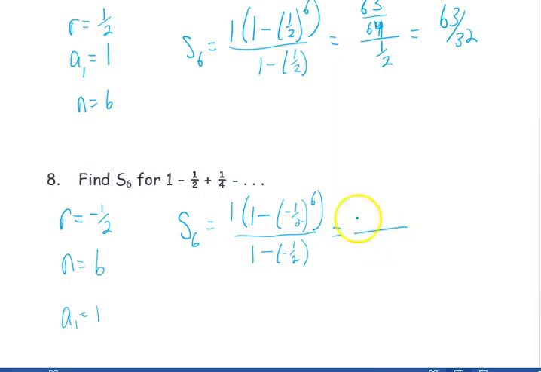So on the top, 1 times anything is that thing. So I just calculate this with my calculator, and I get 63 over 64. And then 1 ends up being plus a half. I'm going to write it as an improper fraction, 3 halves. And then I'm going to flip and multiply and reduce and get 21 over 32 as my final answer.